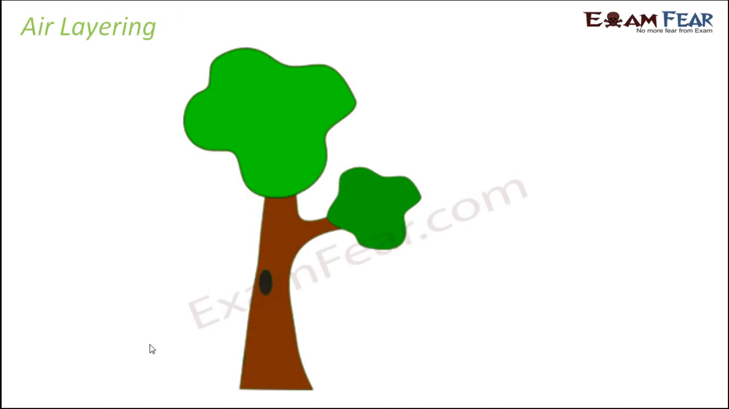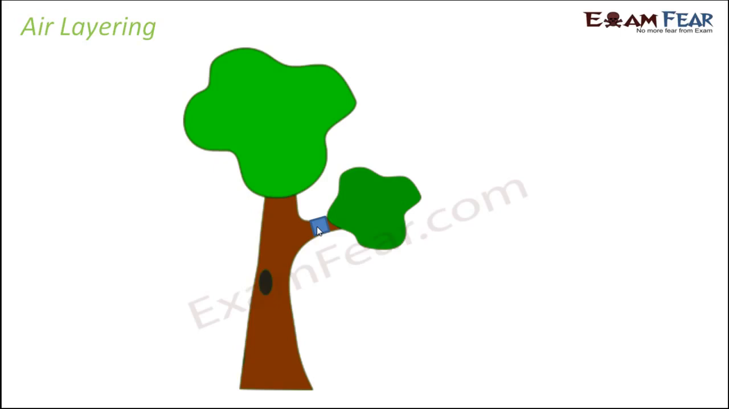What is air layering? In air layering, an aerial branch is scraped and covered with moist mud, something like this. Let us suppose this is an aerial branch. Now instead of pulling it to the ground, a portion of it is covered with moist mud, and then it is covered with a plastic.